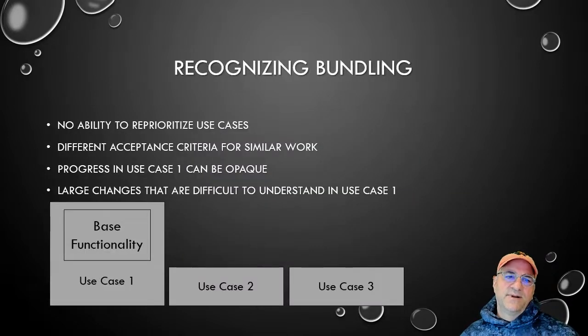So how do we recognize this bundling? What we find is if we did a bunch of features and user stories, right? And we have no ability to reprioritize. I've seen this before. We're doing use case one, the base functionality is tied to it, and we go, and use case three is really small, right?